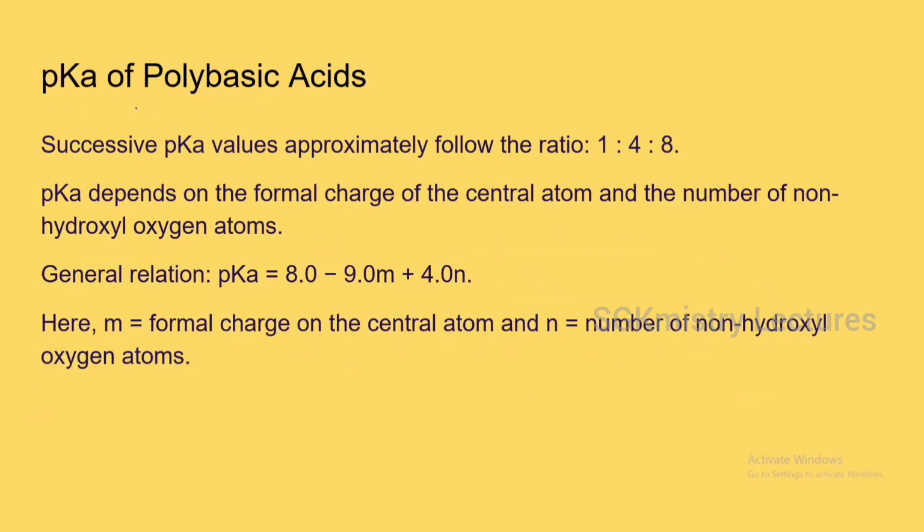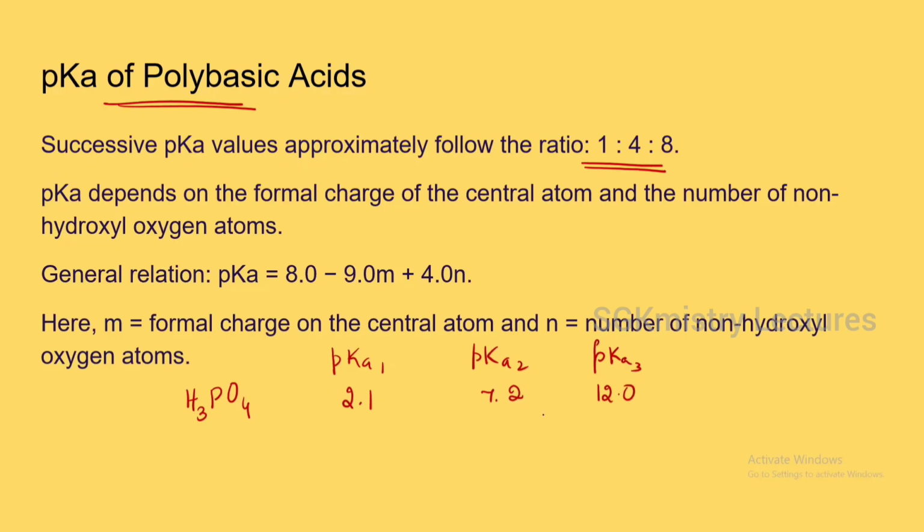Now, next talking about polybasic acids. Here, in a particular polybasic acid, we know that there are successive pKa values that need to be considered. So it can be pKa1, pKa2, pKa3. These values will usually be in the ratio of 1:4:8. We can take a few examples. Suppose we take H3PO4. For pKa1, pKa2, as well as pKa3, it will be 2.1, here 7.2 and 12.0. So approximately it is in this given ratio of 1:4:8.